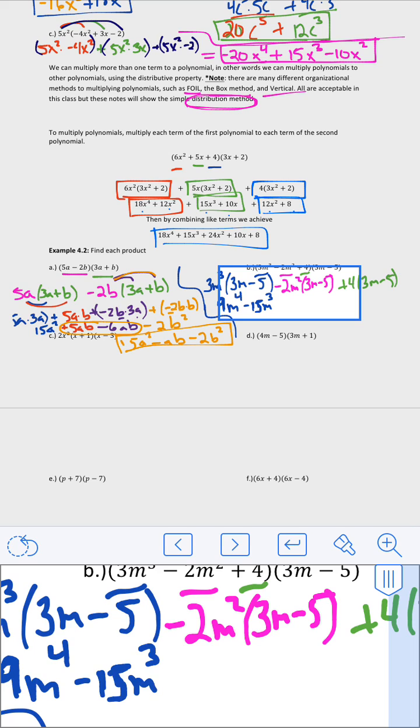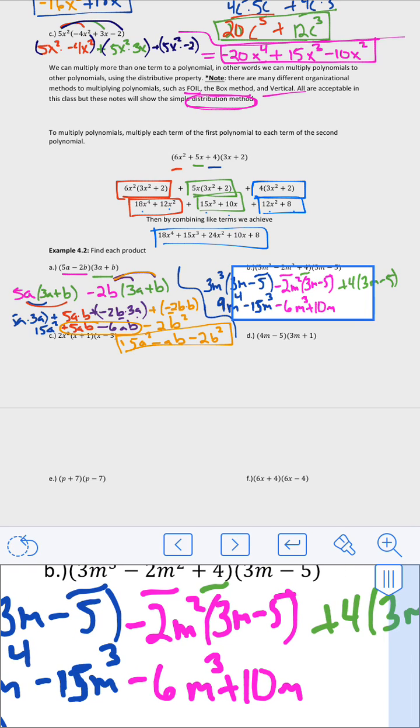Sweet. Now I'll do the pink one. Negative, I gotta watch out for that negative. I drag the negative down. Negative 2m squared times 3m is going to be a negative 6. I have m squared and m gives me m cubed. On the outside, I've got a negative 2m squared times a negative 5. Negative times a negative is a positive 10. 2 times 5 is 10. I have no m's to combine, so m squared.